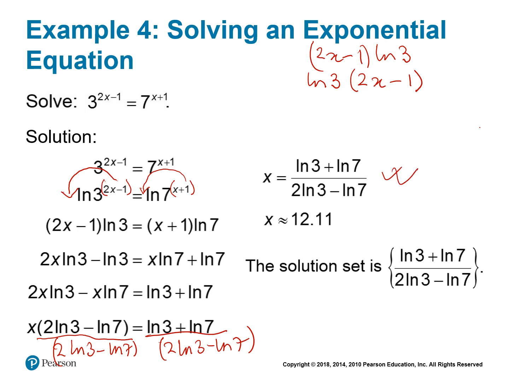When we do the computation on our calculator, we will come up with an x value which is approximately 12.11. Now, in tests and assignments, you can just leave it in this form. You don't have to do this calculation, but we definitely want to see the step showing the solution in terms of the logarithms. So ln 3 plus ln 7 divided by 2 times ln 3 minus ln 7.